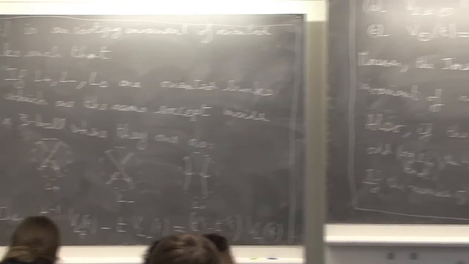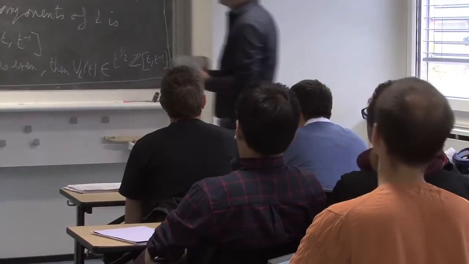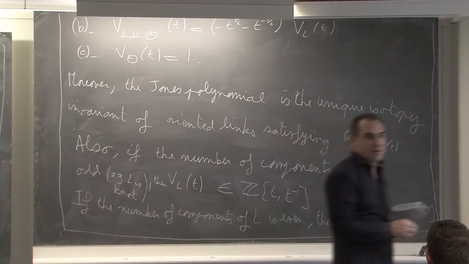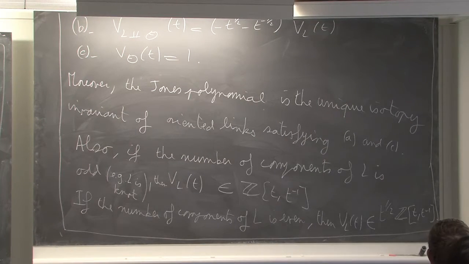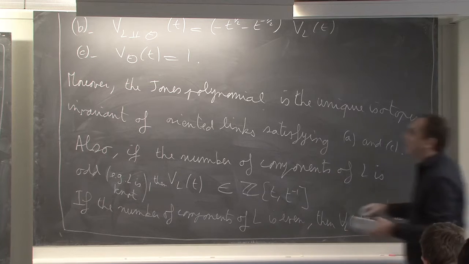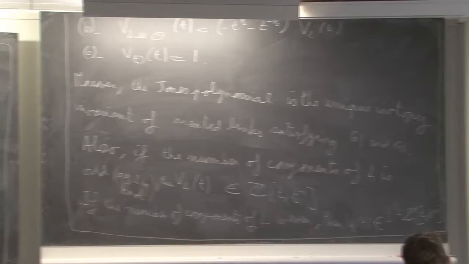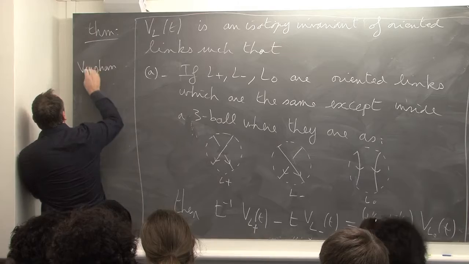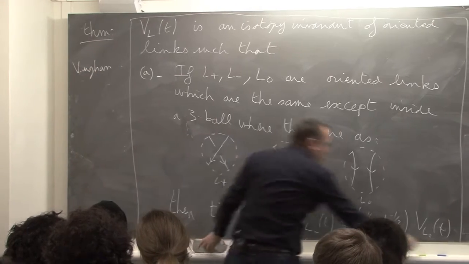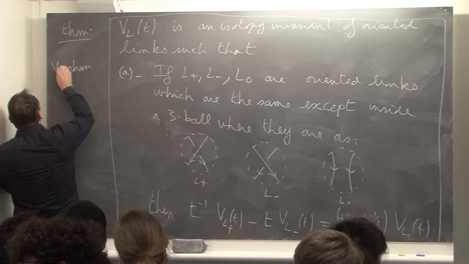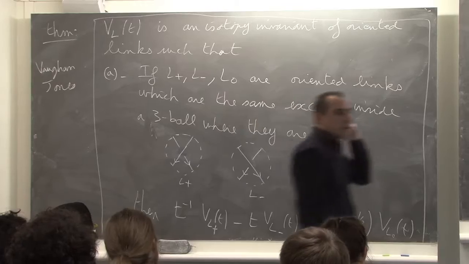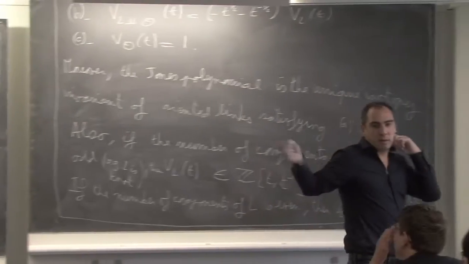Okay. Can I ask, is there some reason why it is called V instead of J? Yeah, because the first name of Jones is Vaughan. V-A-U-G-H-A-N Jones. But sometimes in the literature you will find J instead of V.